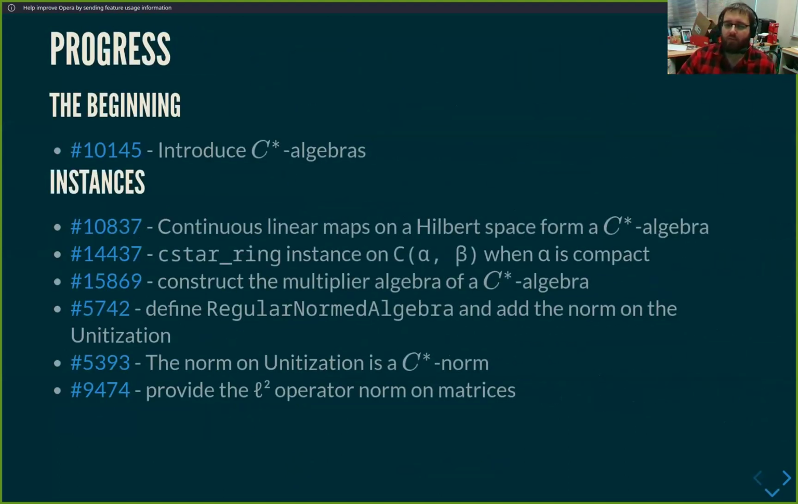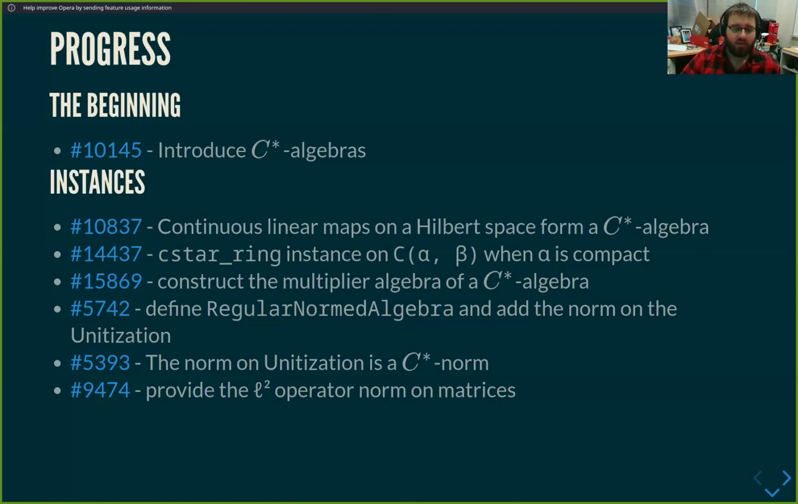Okay, so let me just give you some of the background on the progress that we've made so far in C-star algebra theory in Mathlib. About a little less than 2.5 years ago, Frédéric introduced C-star algebras, the definition of C-star ring, into Mathlib. And you can't really get anywhere before you define that. And relatively quickly, we had a few instances. The two that I mentioned already as examples, continuous linear maps and continuous maps. And then we got some other ones, in particular, what's called the multiplier algebra of a C-star algebra.